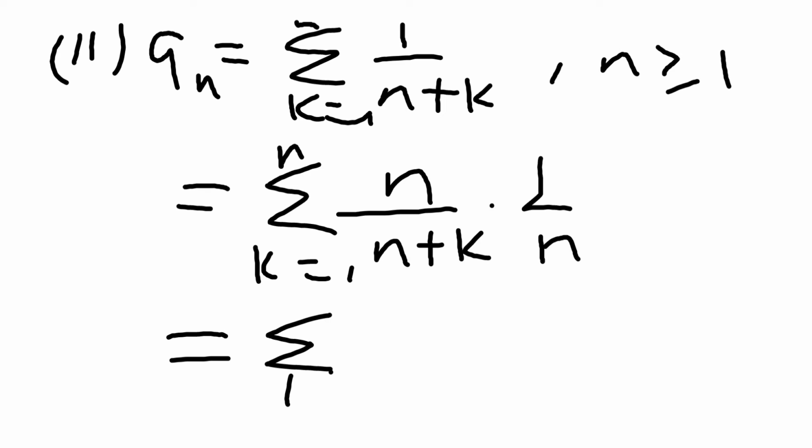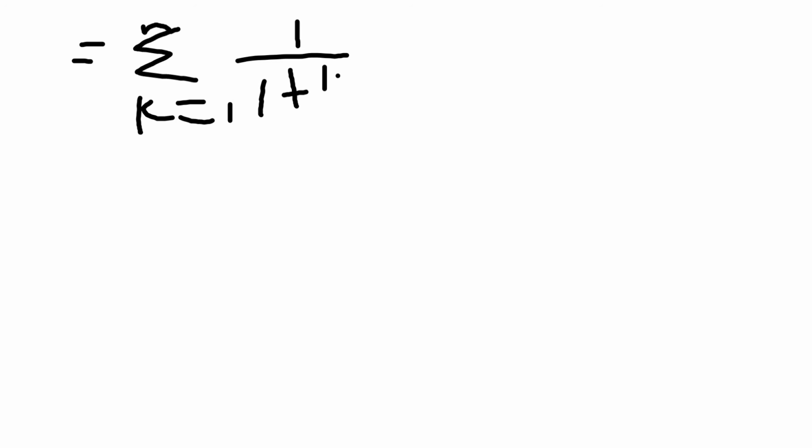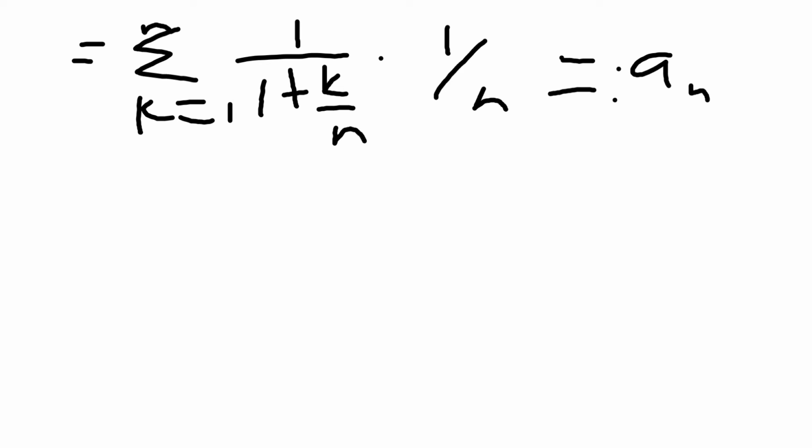This is really easy to see. But let's see. Okay, let's go to a fresh page. So it is nothing but the sum from k equals 1 to n of 1 all over 1 plus k over n, times 1 over n. So this is actually what we define as our an over there.